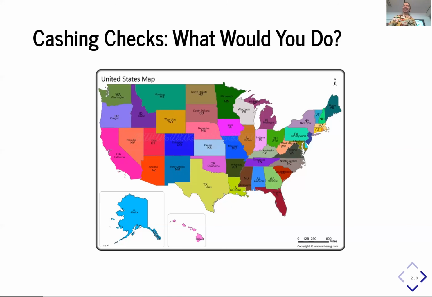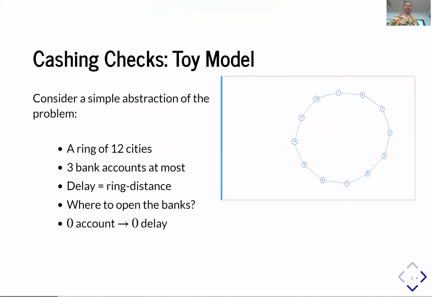So just to see if I understood, you're looking for the most distant pairs? Yeah. Yeah. And just to illustrate this with a very simple toy model. So imagine you've got a ring of 12 cities, states, whatever, and you have a budget to open a bank account in 3 cities. The delay is the distance in the ring. And so you've got the question of where to open the bank accounts.